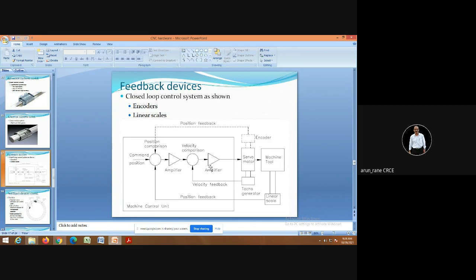Yes, I hope you understood this diagram, or at least you have seen this diagram. So you have a machine tool here. You start from here. How to read this diagram? You have a machine tool here. Machine tool means this is a CNC lathe or milling or drilling. That is what your machine tool is.